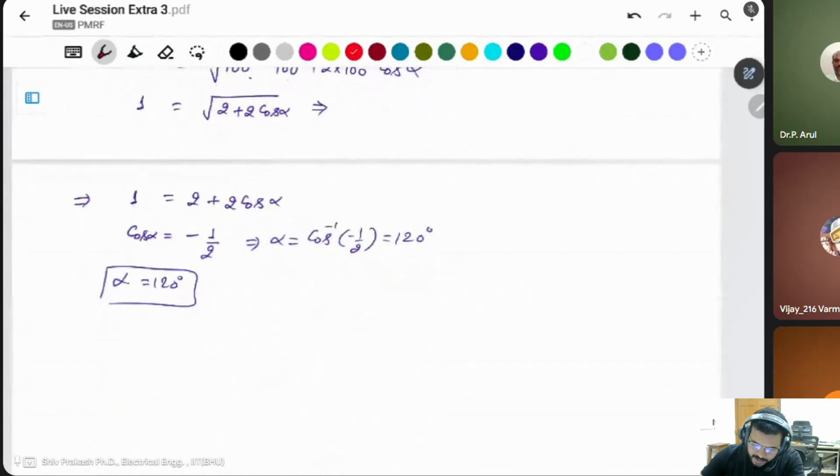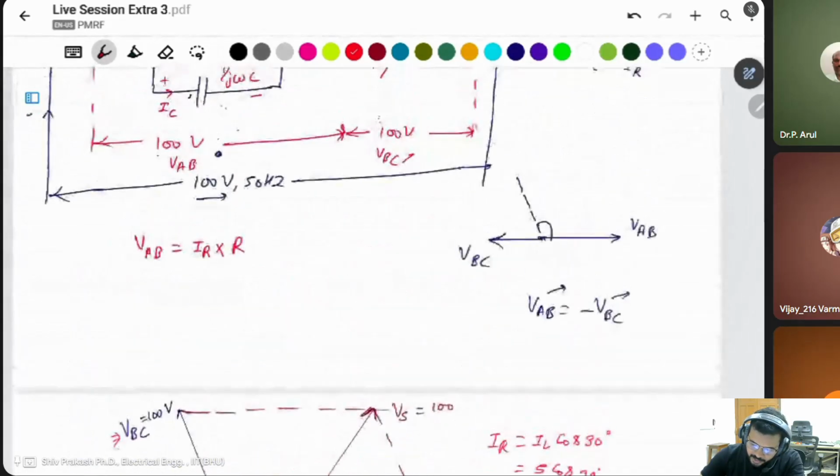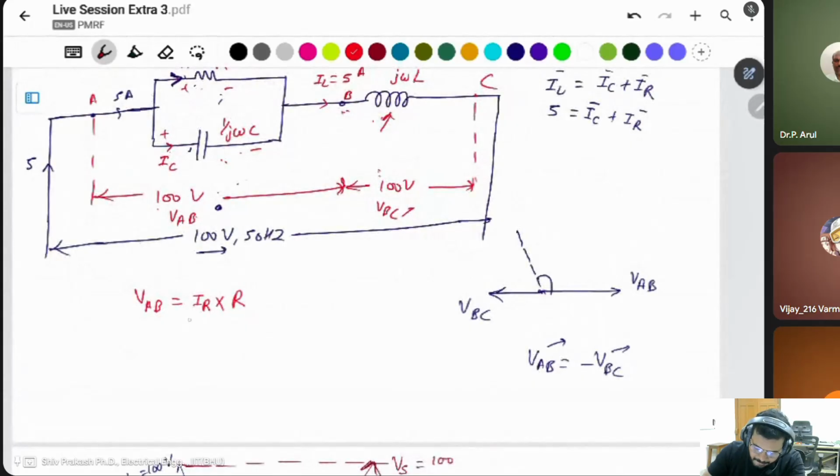If IR is there, then you can say what is the R? R is VAB divided by IR. VAB is 100 volt, divided by IR which is 4.33. This is 23.09 ohm. The resistance is 23.09.